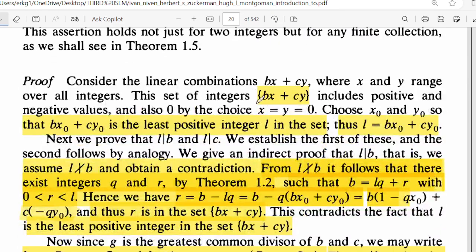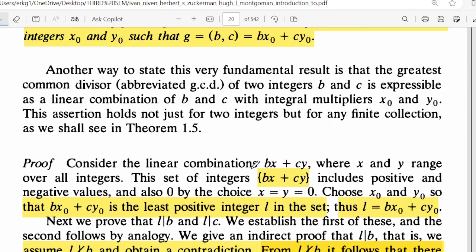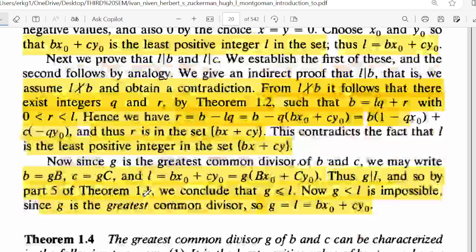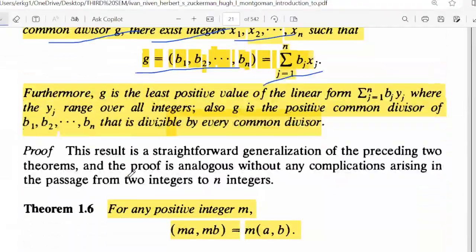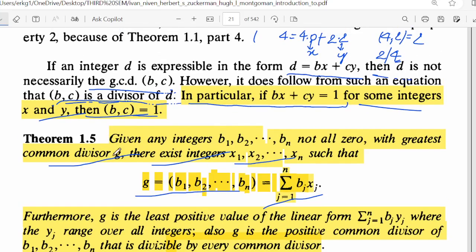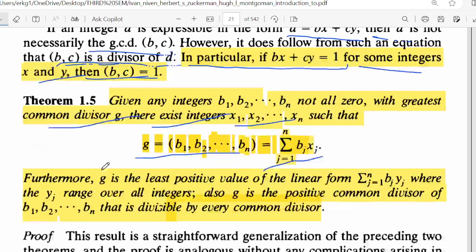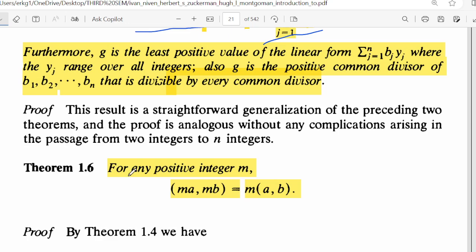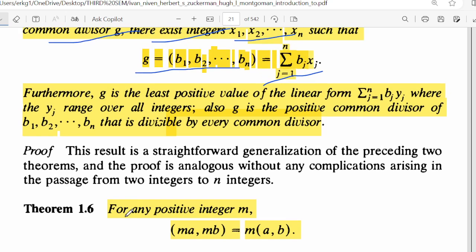So we can prove it similarly. We can take b1, b2, ..., bn instead of b and c, and take the values x1, x2, ..., xn instead of x and y, and similarly we can prove this theorem. So theorem 1.5 can be proved similar to theorem 1.3. Now we go to the next theorem.